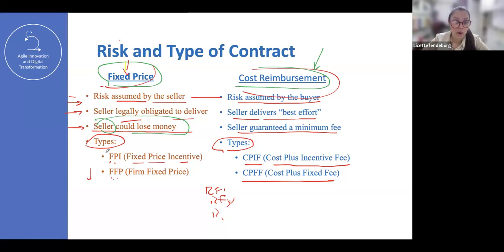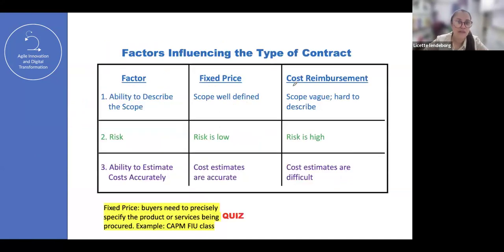Some other types of contracts, you don't need to memorize those. Fixed price incentive has a couple of variations that I don't want to get into in detail, because that is a general idea. The two big families for the exam are fixed price and cost reimbursement. That's it for now.